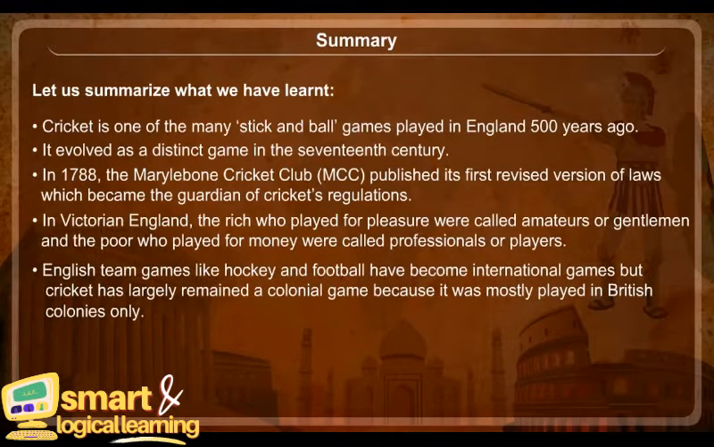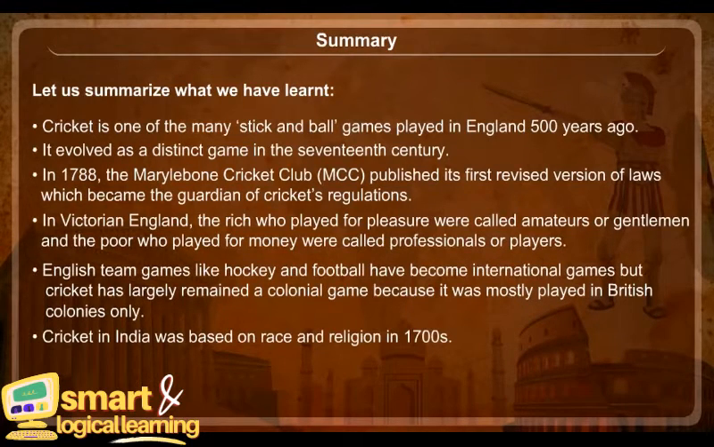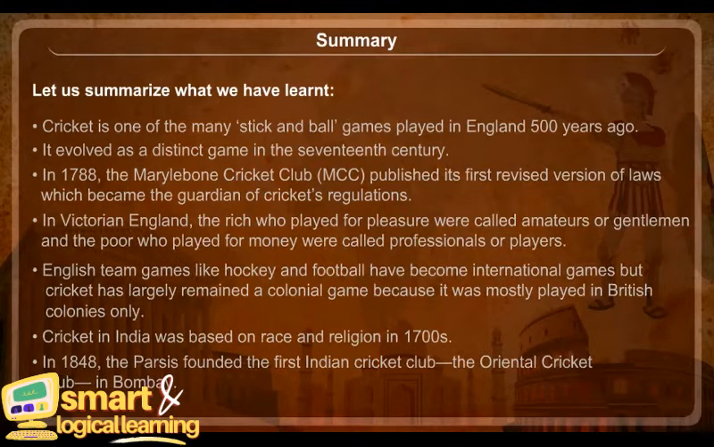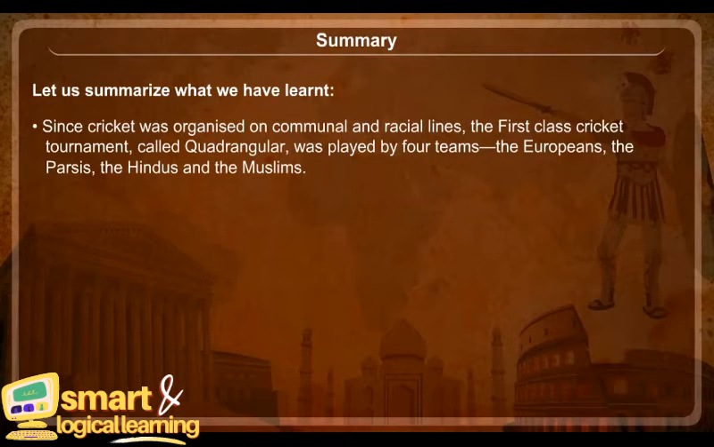English team games like hockey and football have become international games, but cricket has largely remained a colonial game because it was mostly played in British colonies only. Cricket in India was based on race and religion in 1700s. In 1848, the Parsis founded the first Indian cricket club, the Oriental Cricket Club, in Bombay. Since cricket was organized on communal and racial lines, the first-class cricket tournament, called Quadrangular, was played by 4 teams: the Europeans, the Parsis, the Hindus, and the Muslims.